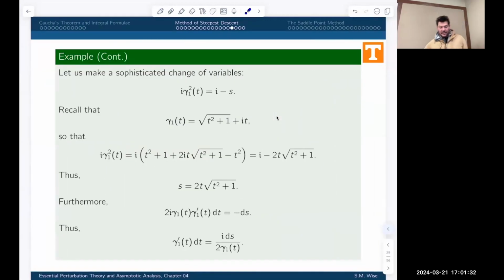Okay, and so let's deal with this. To deal with this integral, we're going to make a very sophisticated change of variables. This one hit me out of left field when I first started looking at it and thinking about it, but it's not as difficult as it looks. The idea is this.